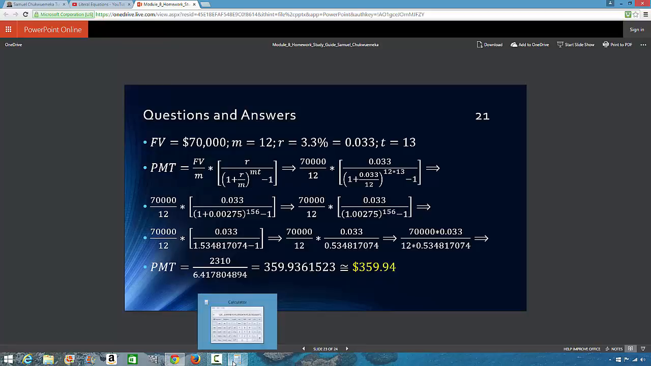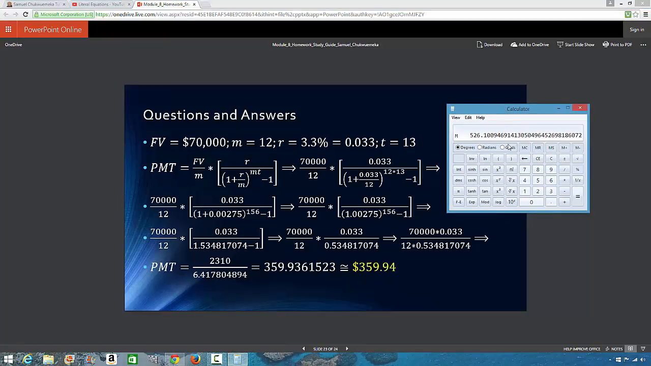So let's do it with calculator. Clear the memory. I will do this bracket first, and then I will now do this. I multiply by 70,000, then divide by 12. But I will do this bracket first. The numerator inside the bracket is a number, so I leave it. I focus more on the denominator. So let me do 12 times 13 first and write it down. 12 times 13 equal to 156. I write it down on my paper.